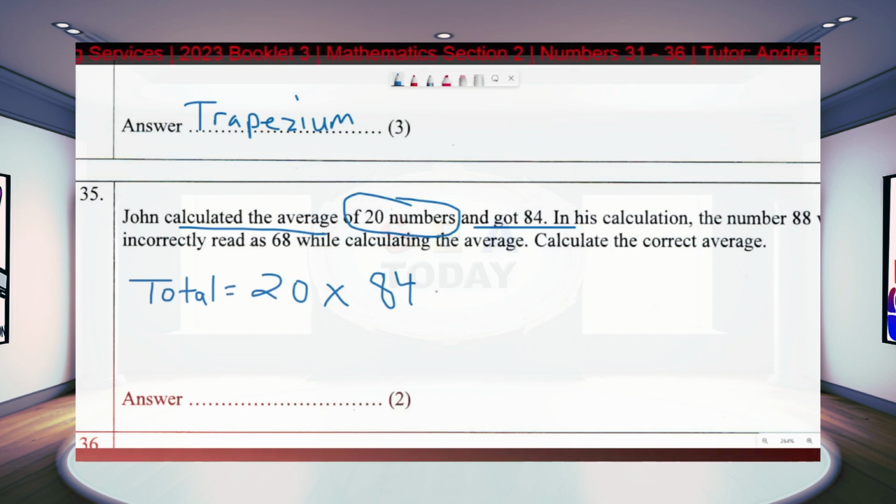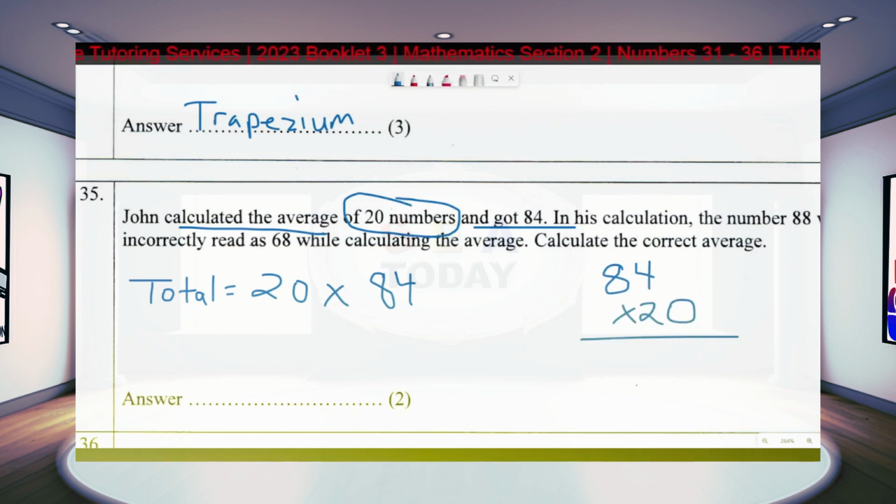This will give us the total, and multiplying by numbers ending in 0 is very easy. So I'm going to put the 20 on the bottom. Just add the 0 immediately under the 0, drop it down, and then multiply by the next number. So 2 times 4 is 8, 2 times 8 is 16. And that's all you have to do. 1680 is the total. And in his calculation, the number 88 was incorrectly added.